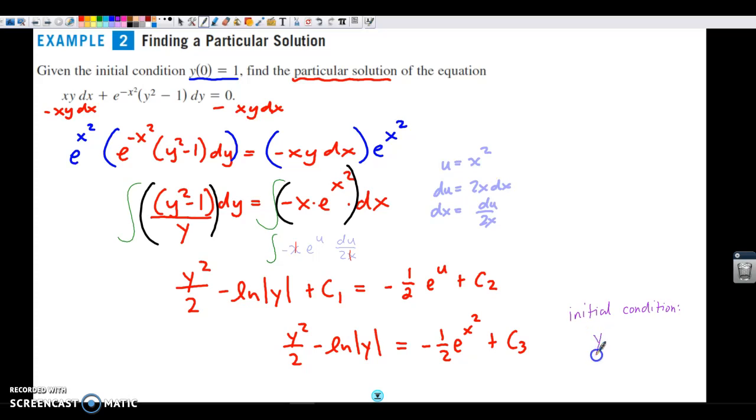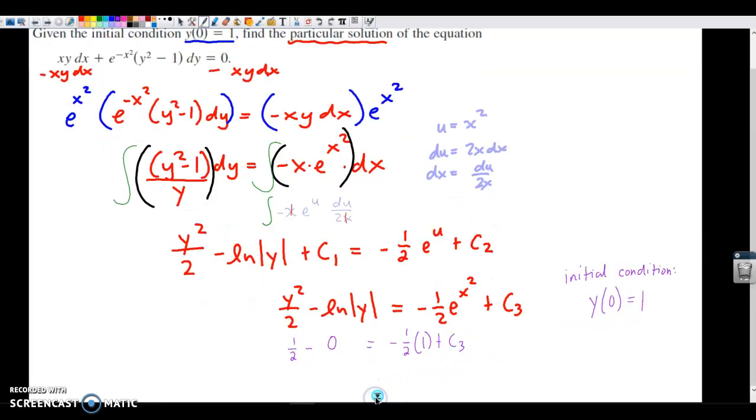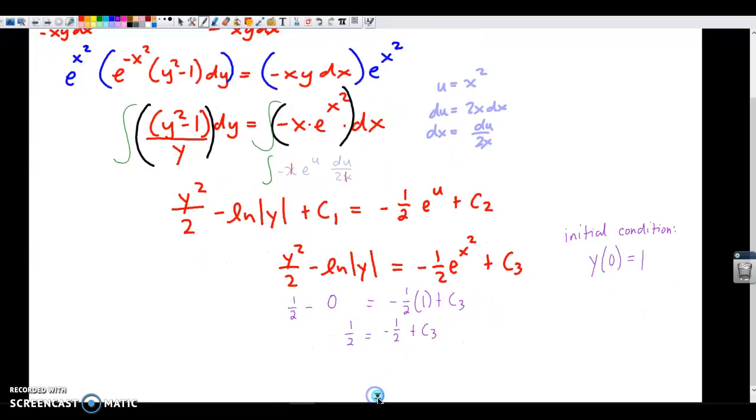So the initial condition now is that y of 0 has to equal 1. Whenever I put 0 in for x, my y is 1. So I'm going to have 1/2 minus the natural log of 1, which is 0, equals negative 1/2 times e to the 0, so that's 1, plus c sub 3. It's easy to see now that once I solve, I get negative 1/2 plus c3. So you can see now that c sub 3 should equal 1 there.